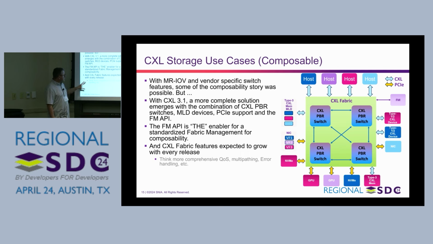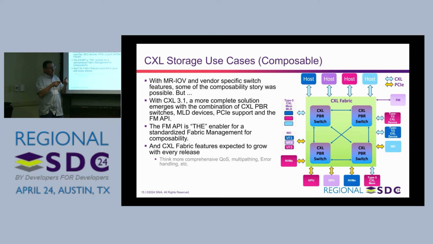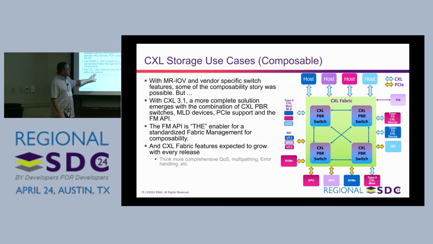Now this too, I think there's still some work to do, and I think CXL 4 or 3.whatever coming is really going to start focusing on quality of service, multipathing, and error handling within the fabric. And I think that's it.